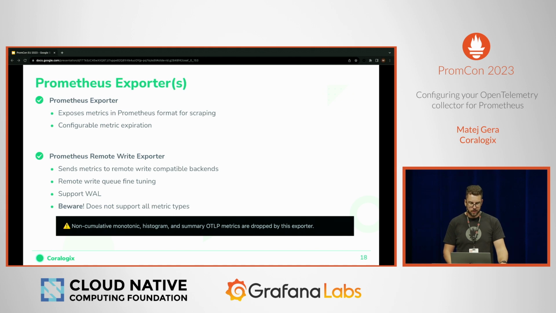The other side of the collector, the exporters, there are two that are relevant to us. There is the Prometheus exporter and the Prometheus remote write exporter. The first, the Prometheus exporter, exposes metrics in the Prometheus format for scraping. So this will expose them on the metrics endpoint as we're used to, and besides other configuration, it has configurable metric expiration. Depending on how long you don't see a metric coming in, it will unregister this metric and it will not show up in the metrics endpoint anymore.